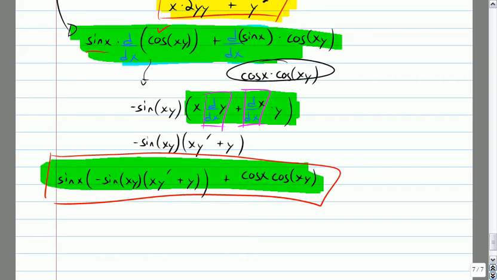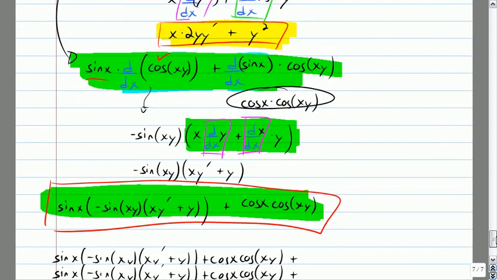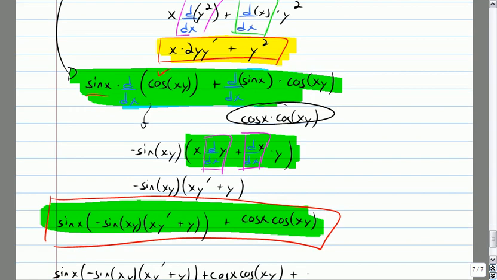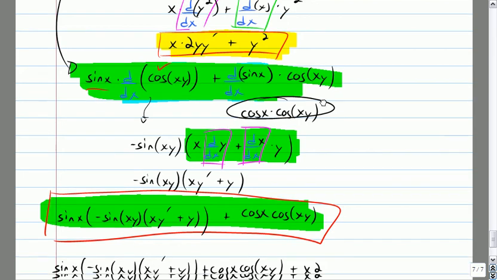So I've got sine x times negative sine xy, x y prime plus y, plus cosine x, cosine xy, so green plus the yellow. So that's my x times 2y prime.